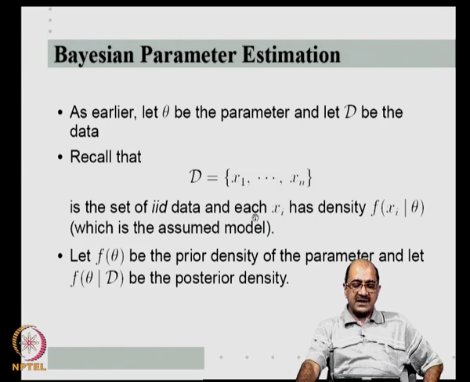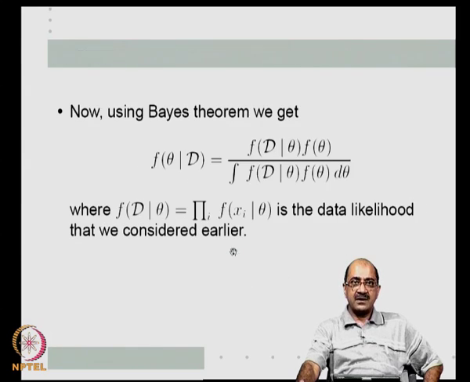So, once again f(theta) is the prior density of the parameter and f(theta | D) is the posterior density. Okay. So, the Bayes theorem tells us how we can link the prior density to the posterior density. The posterior density f(theta | D) is given by f(D | theta) into f(theta) divided by a normalizing constant, where f(D | theta), because D consists of n xi's, each of them IID, is simply the product of the individual marginal density values f(xi | theta), which is nothing but the data likelihood that we have already seen. Okay.